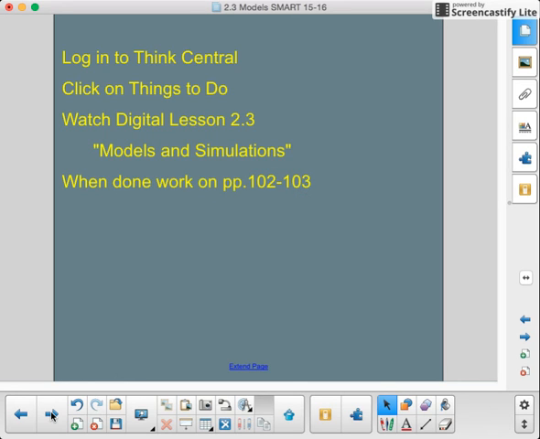And those are the notes for Unit 2, Lesson 3 on models and simulations. You can also find the digital lesson on Think Central. You watch that in class, and that's a good way to review this information.